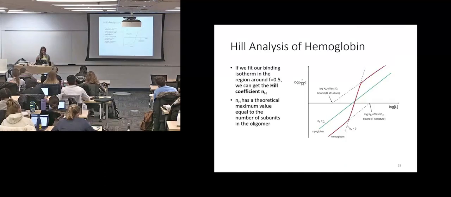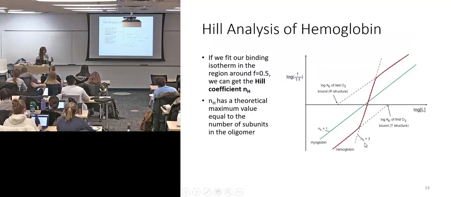If we fit our binding isotherm in the region around F equals 0.5, you get the Hill coefficient. So the slope of this is our n sub h. The theoretical max of any Hill coefficient is equal to the number of subunits that the oligomer has. So if it binds one ligand in each of its subunits, the theoretical max for hemoglobin is 4.